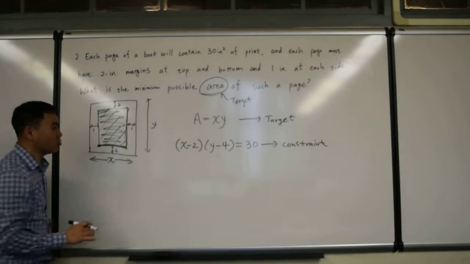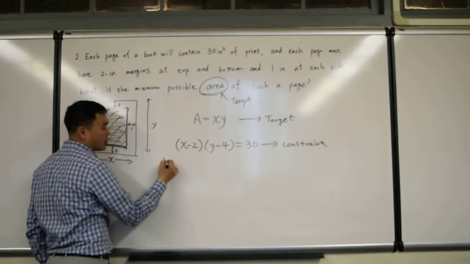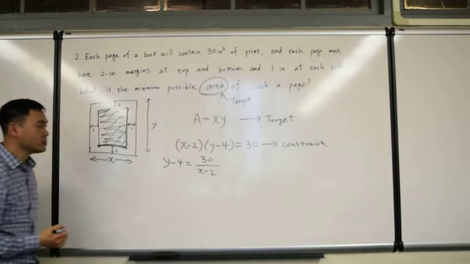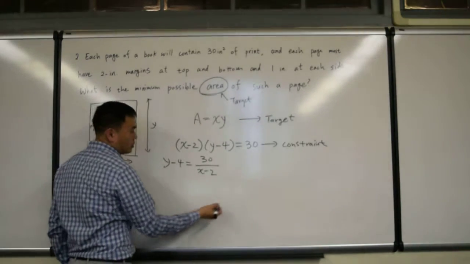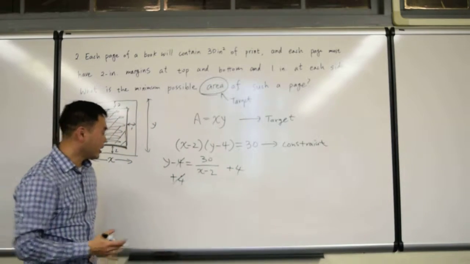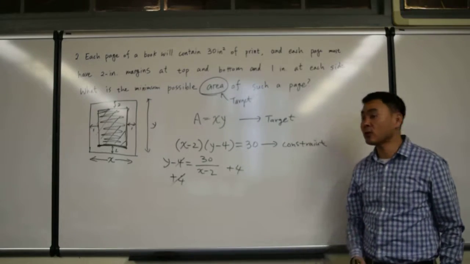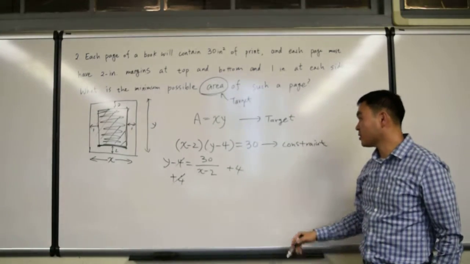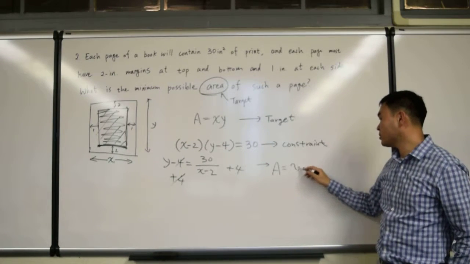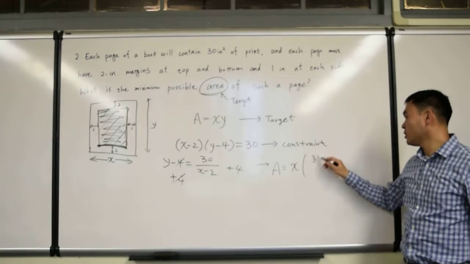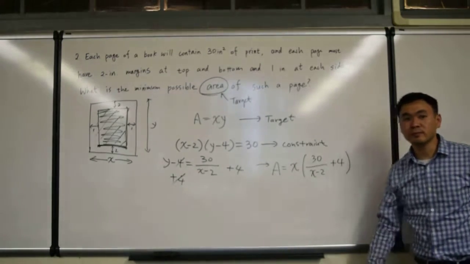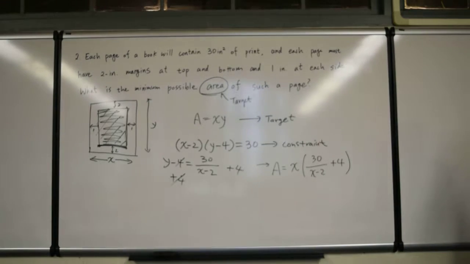Since I have to solve the constraint for y, let's divide by x minus 2. I have y minus 4 equals 30 divided by x minus 2. And then, if I add 4 to both sides, I get y equals 30 over x minus 2, plus 4, which now can be plugged in over there. That means, after plugging in, I have area equals x times (30 over x minus 2 plus 4). And our goal is to find the minimum of this.